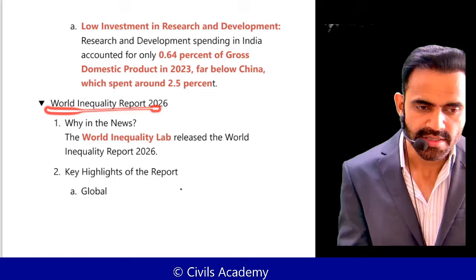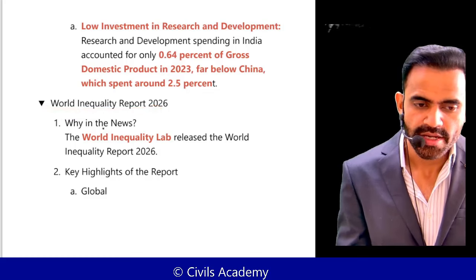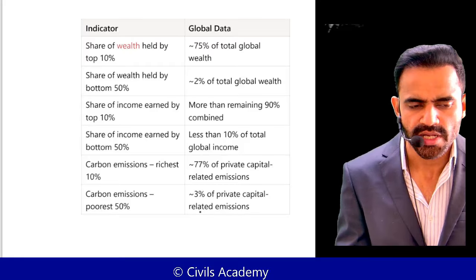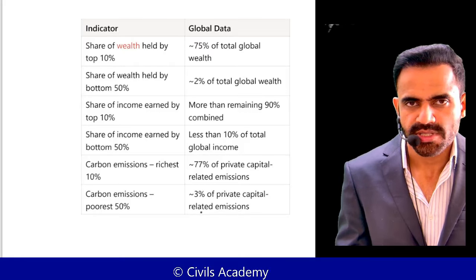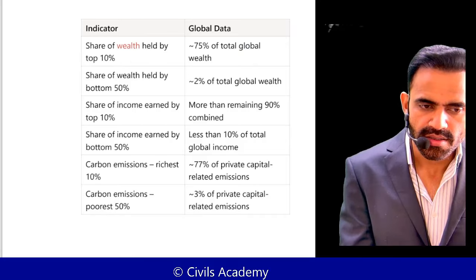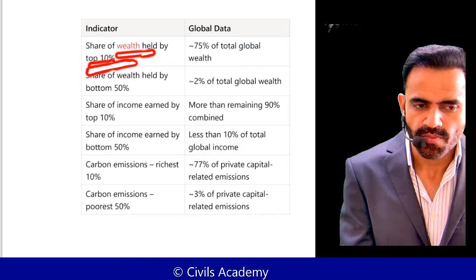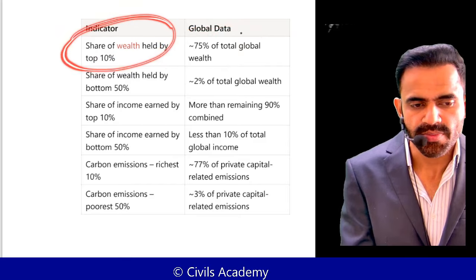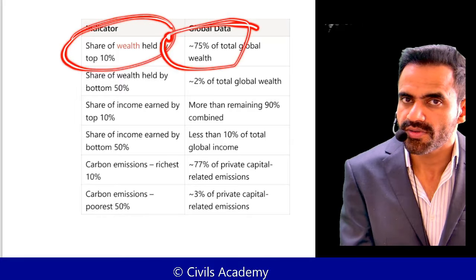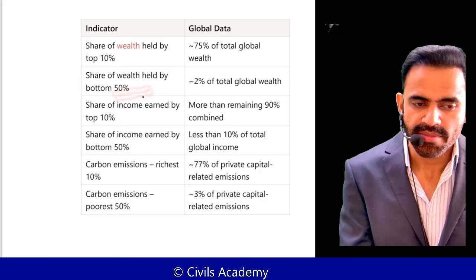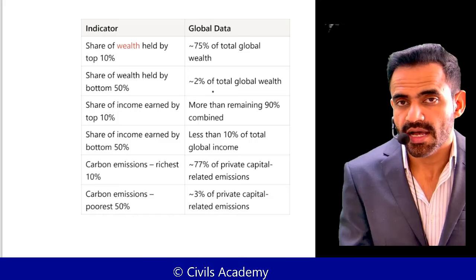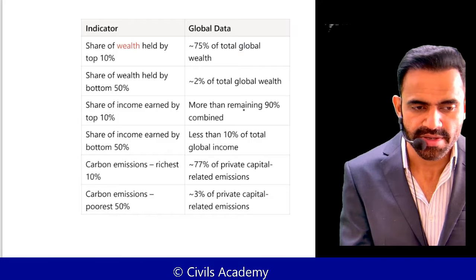Then there is the World Inequality Report. The World Inequality Report was released by the World Inequality Lab. Now, for the sake of understanding, I have compiled this entire information in a table format so that you can understand it easily. So, as per this World Inequality Report, the top 10% globally have a share of 75% of wealth. That means the top 10% of people have 75% of the wealth of the planet. The bottom 50% have 2% of the total wealth. That itself shows the level of inequality. This is global data, by the way.